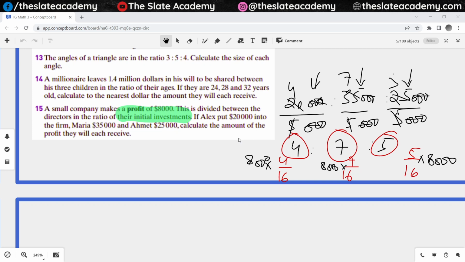So 8,000 divided by, I mean, for the first person, his final answer would become 2,000. For the second person, it would become 3,500. And for the last person, it would become 2,500.